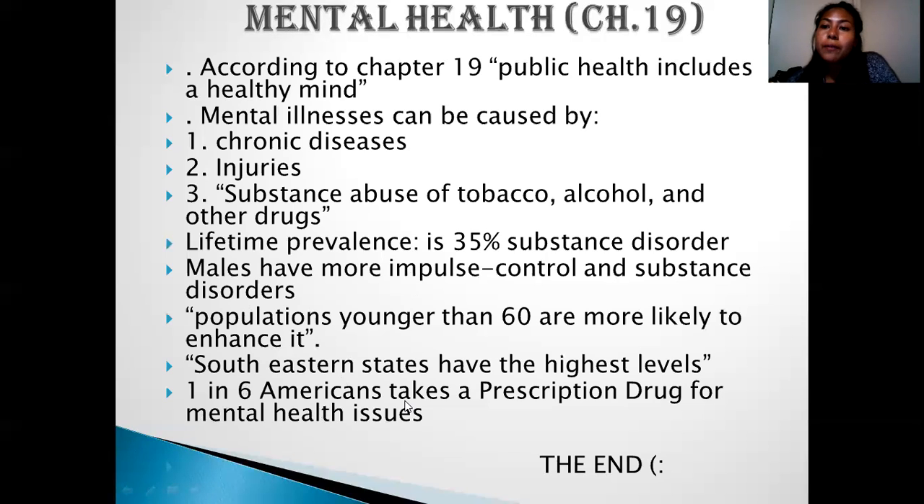All of this, I would relate to chapter 19 because it talks about mental health. And the title of chapter 19 is Public Health Includes a Healthy Mind. That comes along with the addiction and the overdose that many human beings have because they're mentally dependent on them. So in chapter 19, it said that mental illnesses can be caused by chronic diseases, injuries, and most importantly, substance abuse of tobacco, alcohol, and other drugs.